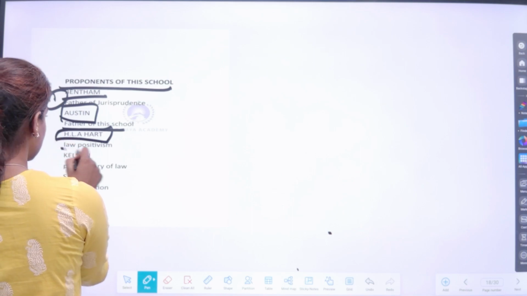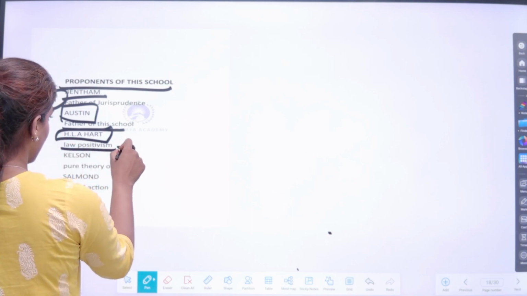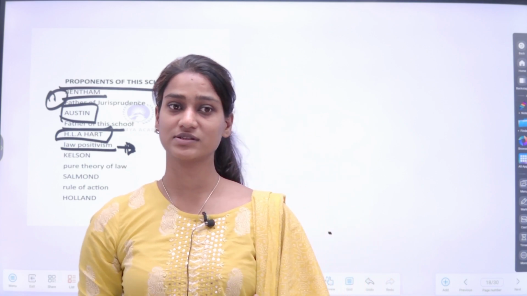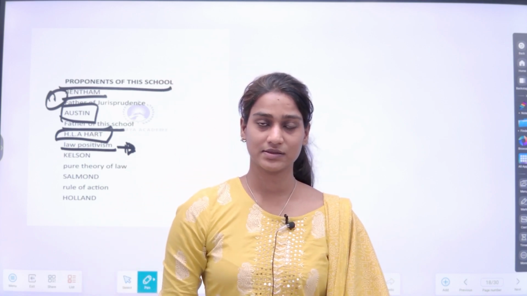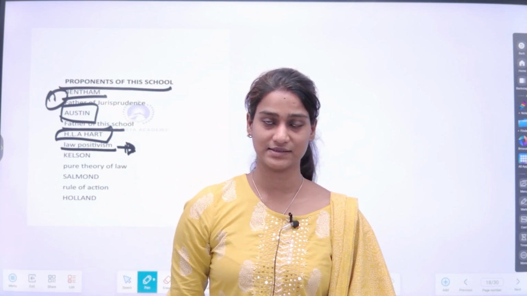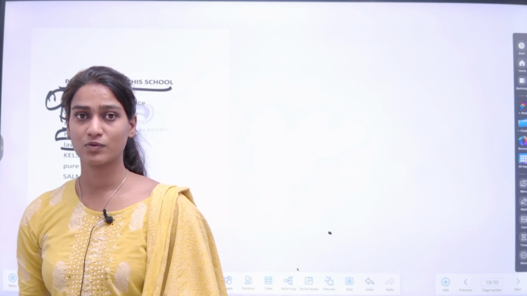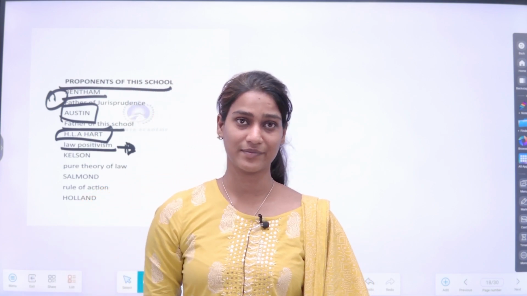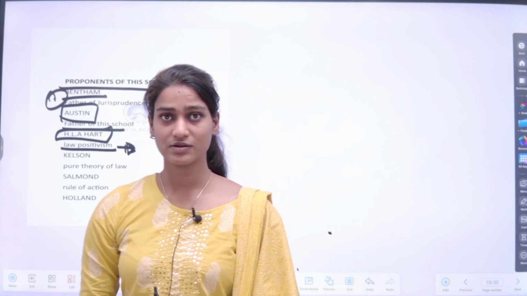H.L.A. Hart has described the analytical school as law positivism. I have told you the meaning of law positivism. It means that whatever the sovereign has told you, you have to follow it as it is. One should not analyze why this law and how this law has come. Thus, this law is in front of you and it should be followed.